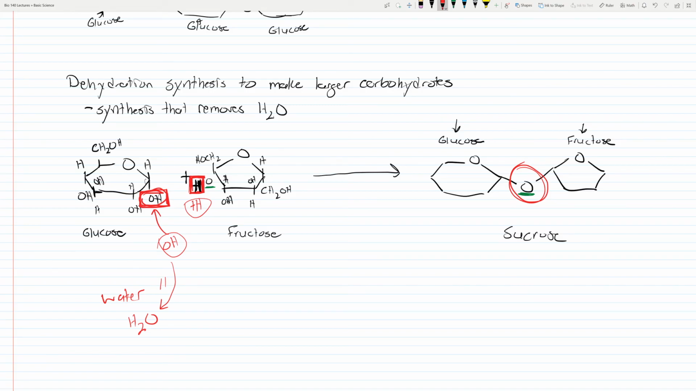Now, when you eat table sugar, when you eat sucrose, you actually end up breaking it down. And if you remember, that's called a hydrolysis. So going in this direction, from glucose and fructose to sucrose, this is called a dehydration synthesis. Now, if I were to go the other way, this is called a hydrolysis. Actually, I need to put the water over here. Plus water.